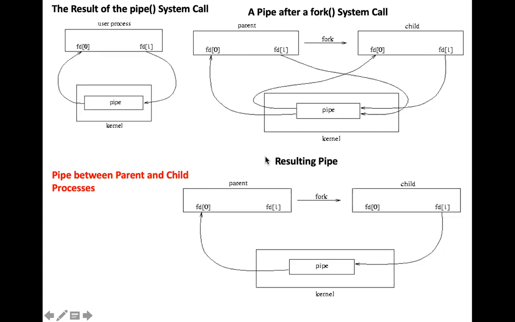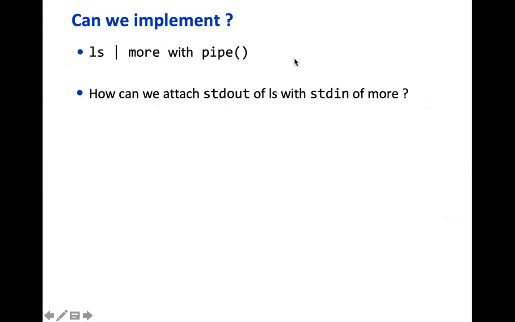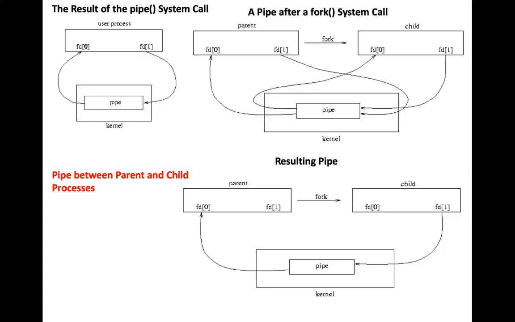Now what we can do is remove fd1 from the parent and fd0 from the child, because what we are building is a pipe between parent and child. So now whatever the child writes using file descriptor 1, fd1, goes into the pipe here, and the parent can read it through fd0, because when the parent wants to read, it will use this file descriptor. Simple. Any question?